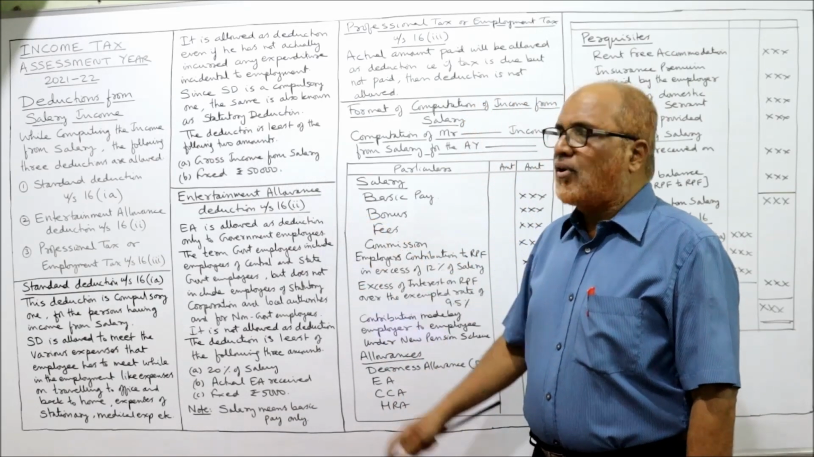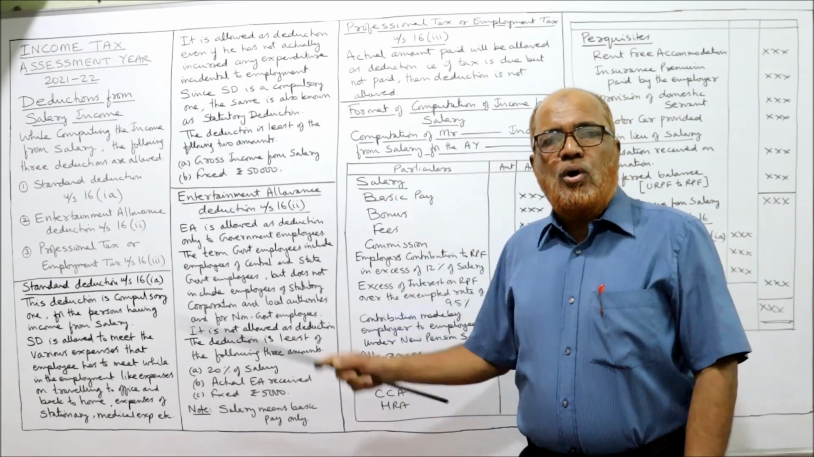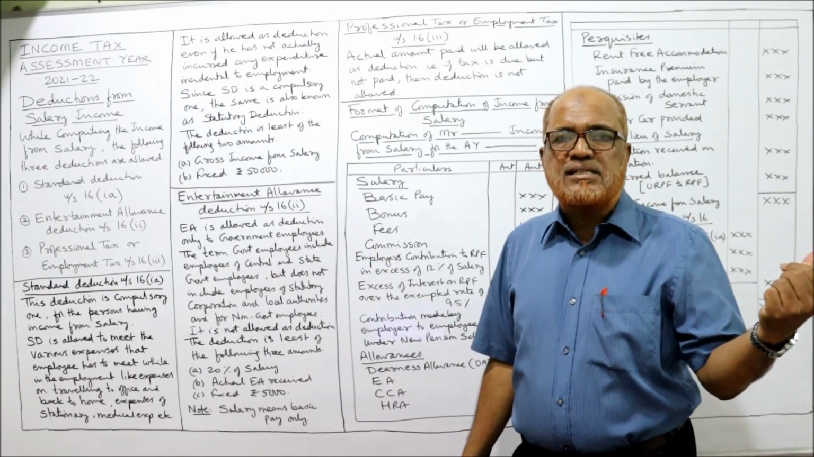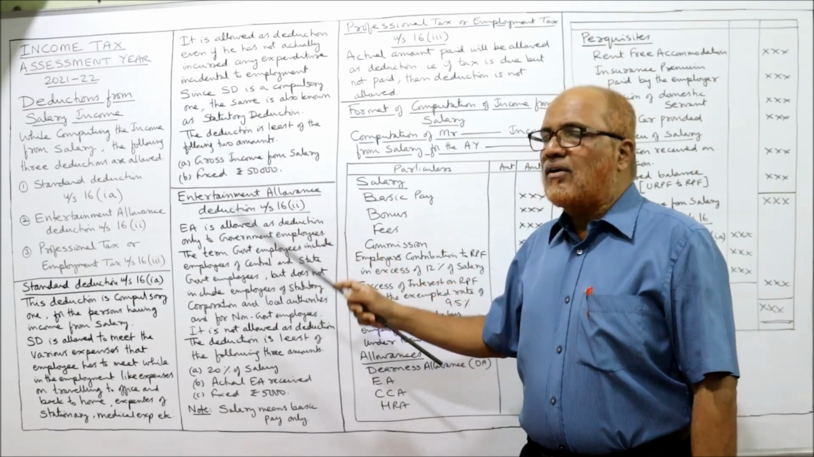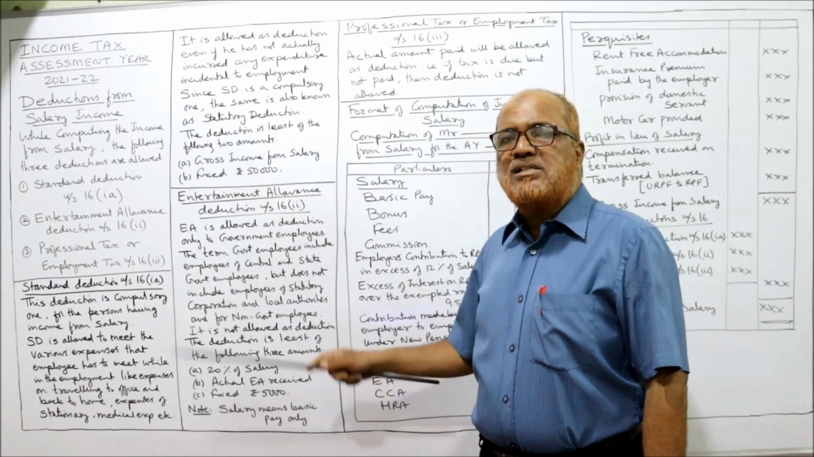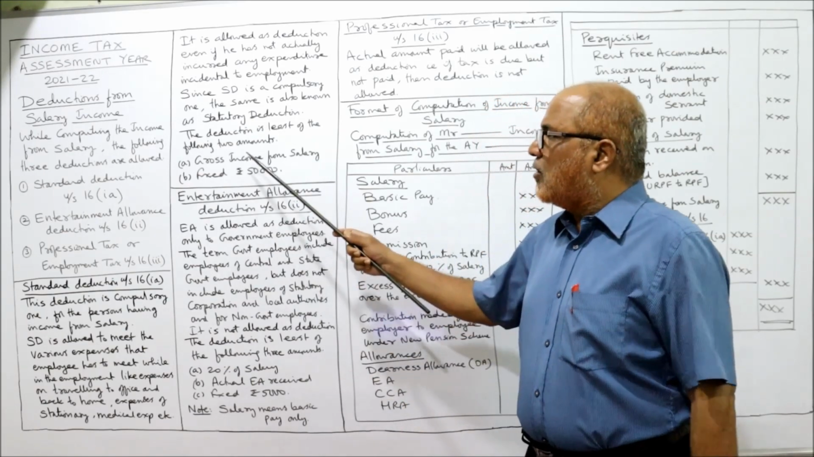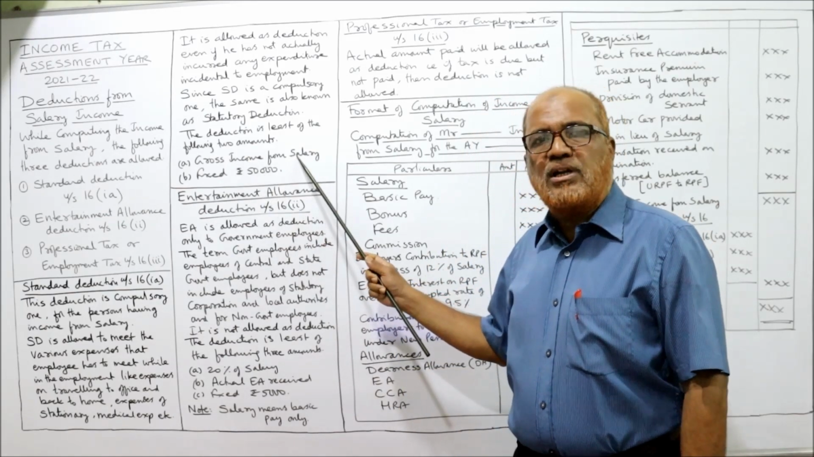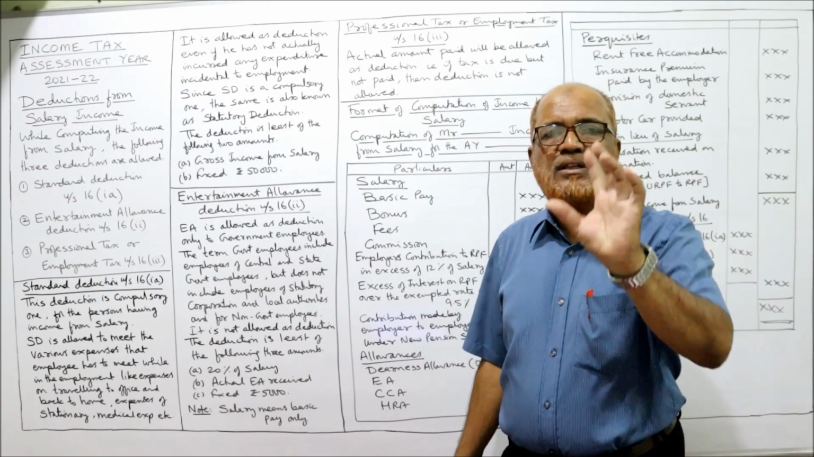The deduction is the least of the following 2 amounts. So how much deduction is allowed? Least of the following 2: gross income from salary or a fixed amount given by the Income Tax Act, which is 50,000. Whichever is less. Suppose the gross income from salary is 2 lakh. So 2 lakh or 50,000, whichever is less, 50,000 is less. That 50,000 will be allowed as deduction. Sometimes the gross income from salary is 45,000. The fixed amount is 50,000. Whichever is less, 45,000 is less.